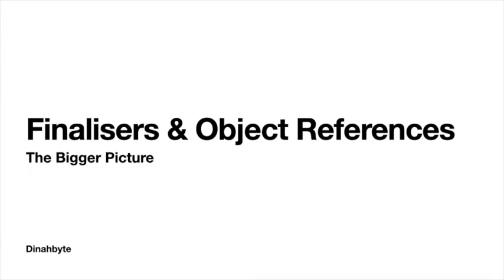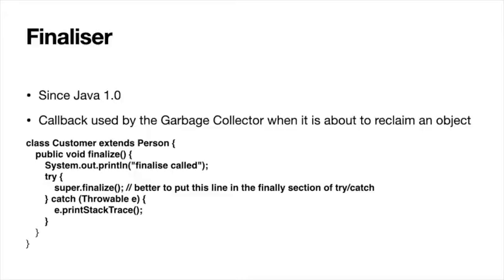Just following on from my last video on object references, part 4, I mentioned that I would be doing a video on finalizers, and this is the video. Finalizers themselves have been in Java since the beginning, in Java 1, and it's a callback that's used by the garbage collector when it's about to reclaim an object.